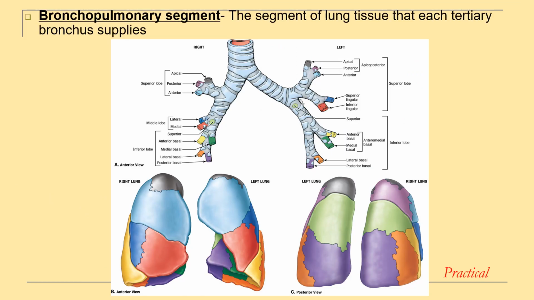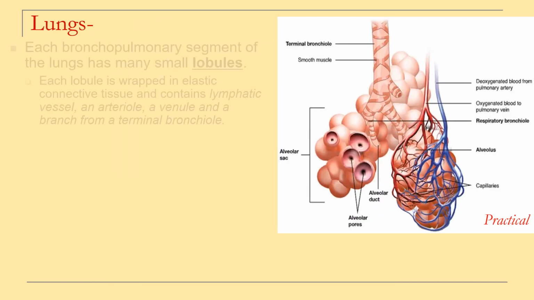All right, bronchopulmonary segment. Segment of lung tissue that each tertiary bronchus supplies. So we traveled down: we got our trachea into my primary bronchi, into my secondary bronchi. When the secondary bronchi branch, they turn into my tertiary bronchi, and that's what we're looking at. It's all color coordinated to make it easy for us to see on the actual lung pictures at the bottom what part of the lungs each of those tertiary bronchi supplies.